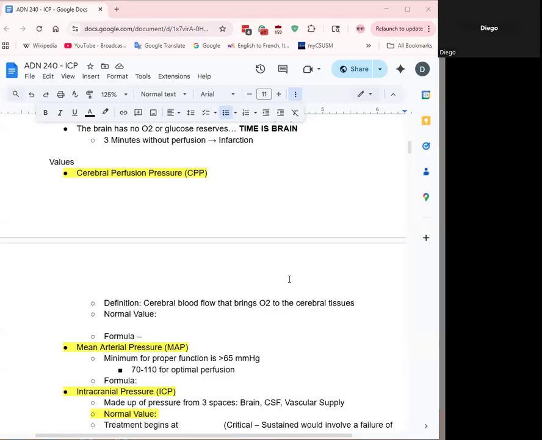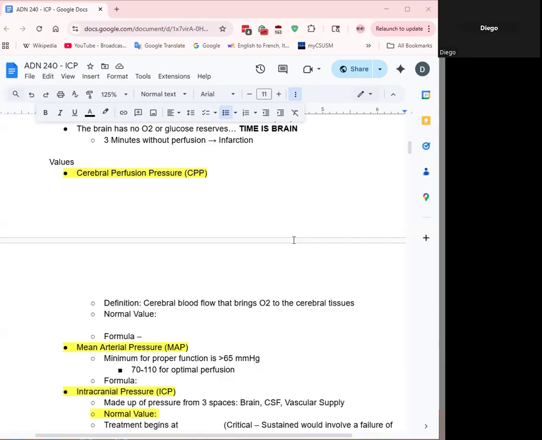So your cerebral perfusion pressure, your CPP, is the blood flow that brings O2 to the brain tissue. You are going to need to know the values associated with that. Does anyone know the value and the overall formula involved with CPP? The formula is MAP minus the intracranial pressure, right? Yes. So CPP is MAP minus ICP. Your MAP wants to be around 65 to 70.